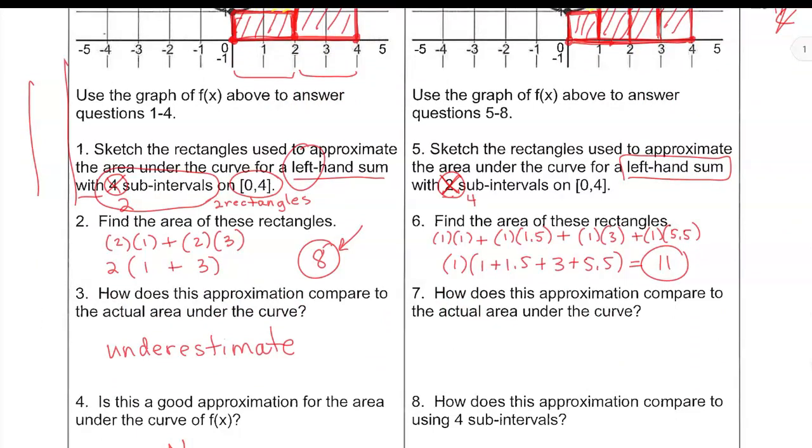How does this approximation compare to the actual area? It is still an underestimate. That's a question you might have to answer. How does it compare to using 2 subintervals? This should be a 2 because the previous thing we did was we did 2 rectangles, not 4. How does it compare to the previous one? This is a better approximation.